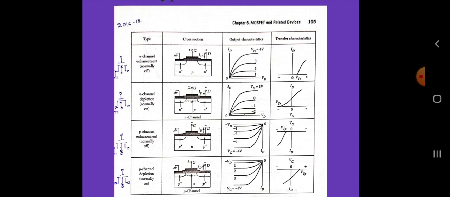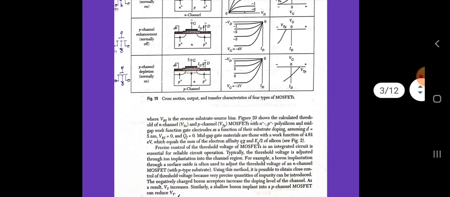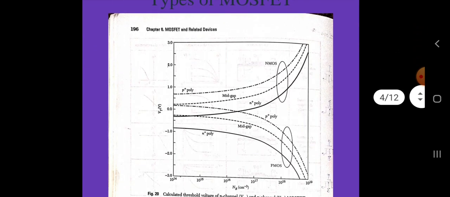The figure shows the calculated threshold of N channel, that is V_TN, and P channel, V_TP, MOSFETs with N plus and P plus polysilicon and mid-gap work function gate electrodes as a function of the substrate doping. Assuming d equal to 5 nanometer, V_BS equal to 0 and Q_F equal to 0. Mid-gap gate materials are those with work function of 4.61 electron volt, which equals the sum of the electron affinity q chi and E_g by 2 of silicon.